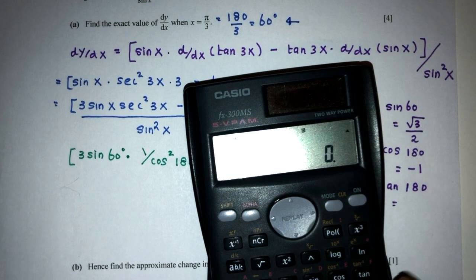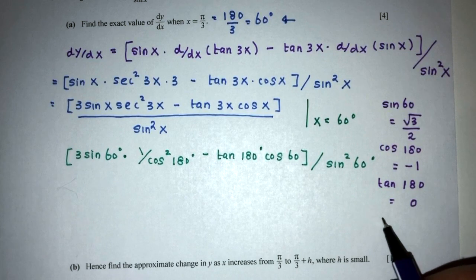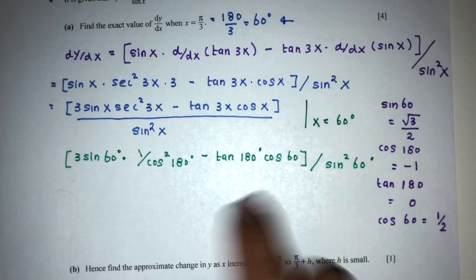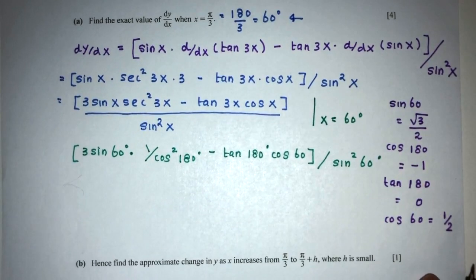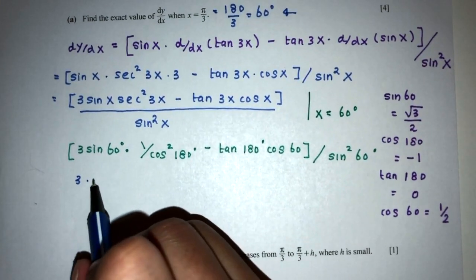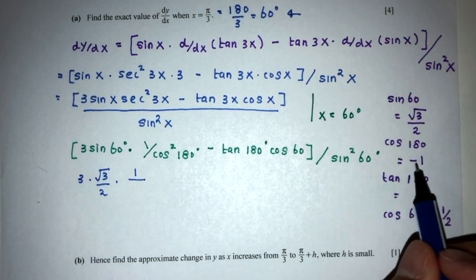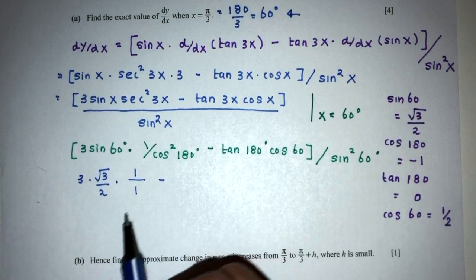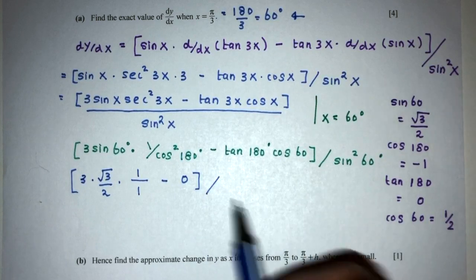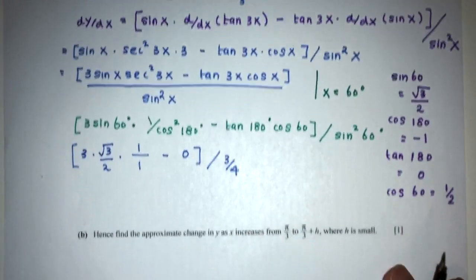So tan of 180 should be 0. Okay, good. And finally we have cos of 60. That should be half. Replace all the values in my main equation. Let's see, what do we have? So we have 3. Sine of 60 is root 3 over 2 multiplied by 1 over, this is 1 minus 1 square will be 1. Then minus tan 180 will be 0, and everything divided by sine 60 square, so this square will be 3 over 4. Simplify.